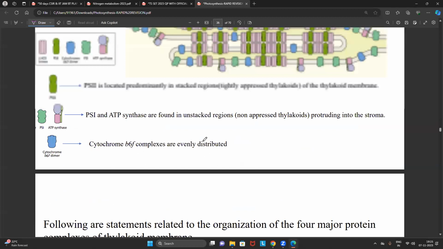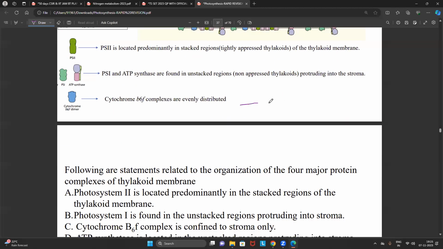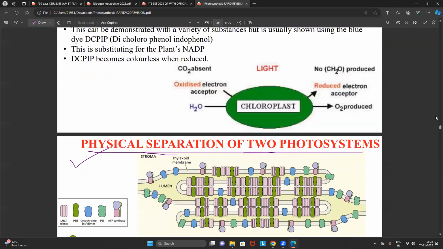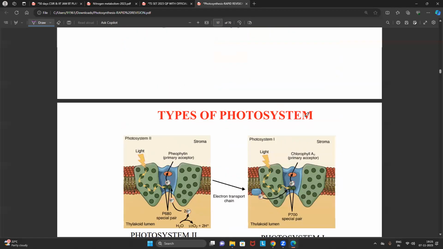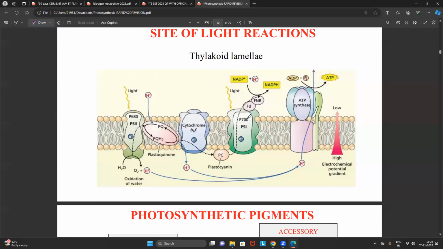Then, before that, a very important one we have to focus on: physical separation of the two photosystems. The statement itself is a tricky statement. What is the statement actually talking about? See, every student focus. You already saw this diagram, right? Look into this diagram. This is the thylakoid membrane. Now you can see this is photosystem 1 and this is photosystem 2.